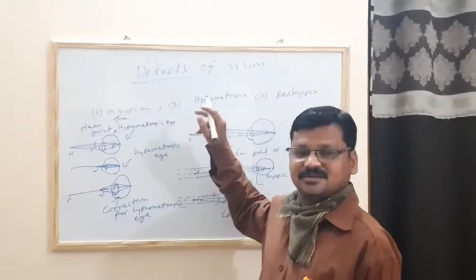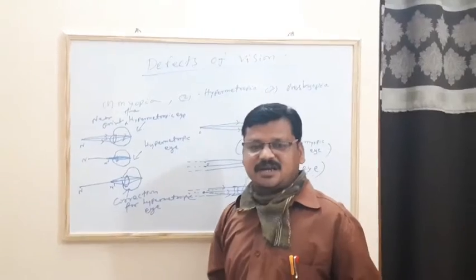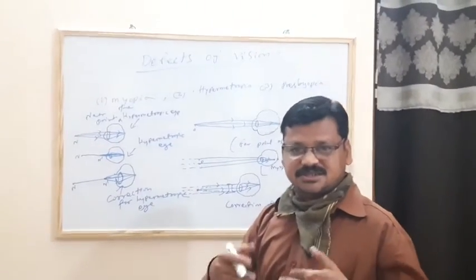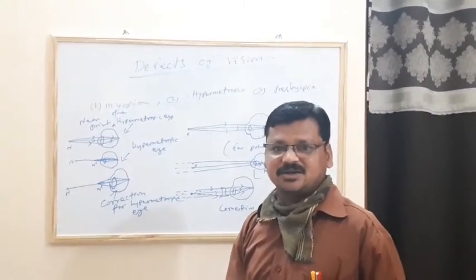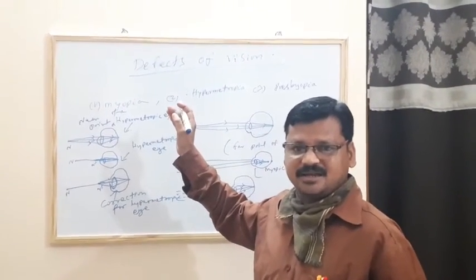Let's discuss the defects of vision. We discussed that the human eye is the most sensitive and most valuable part of a human being. So we discussed the function of the human eye.